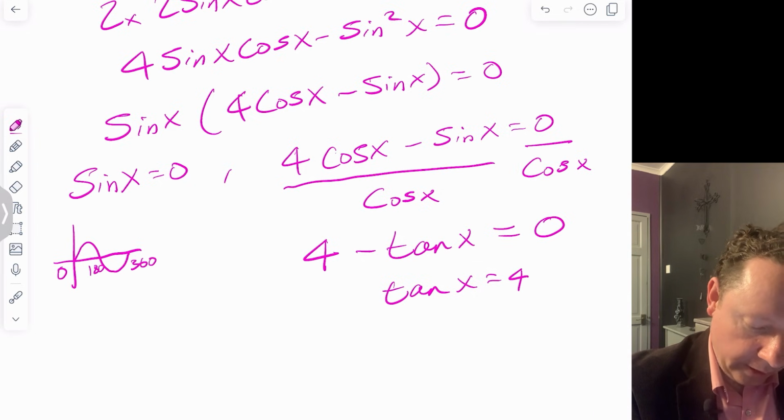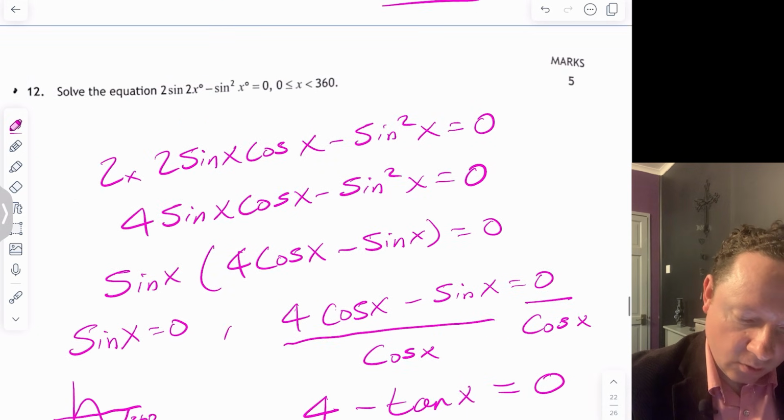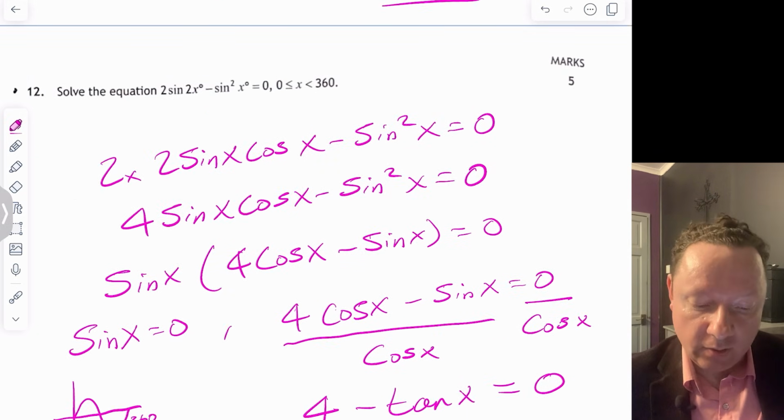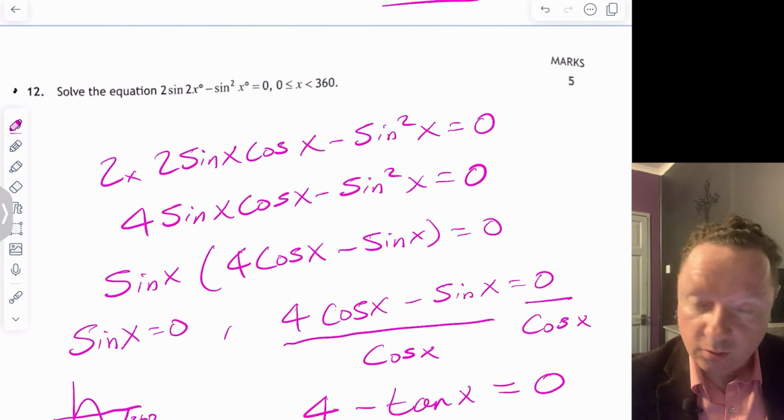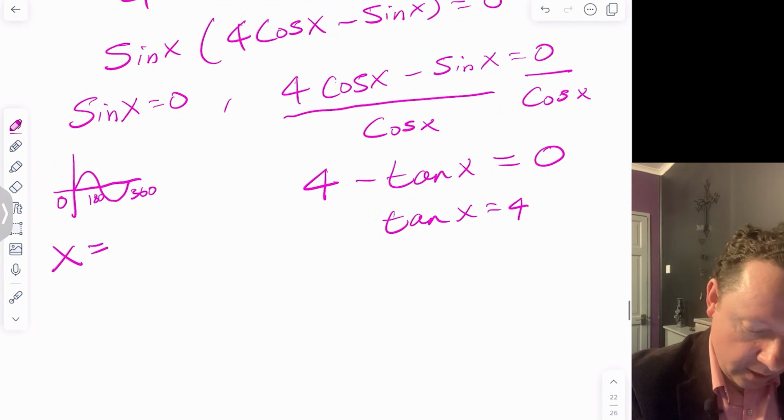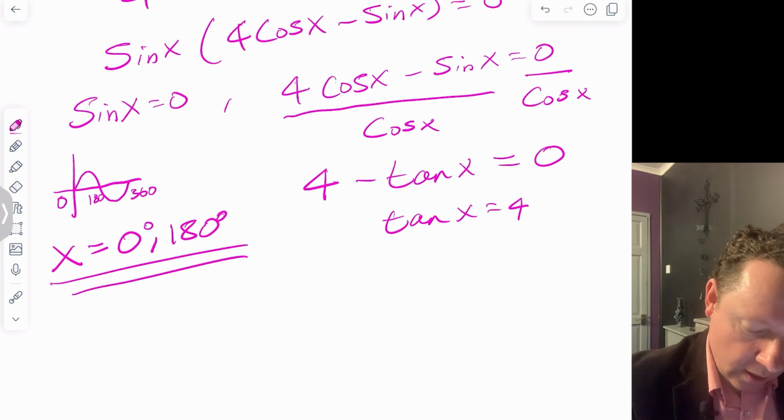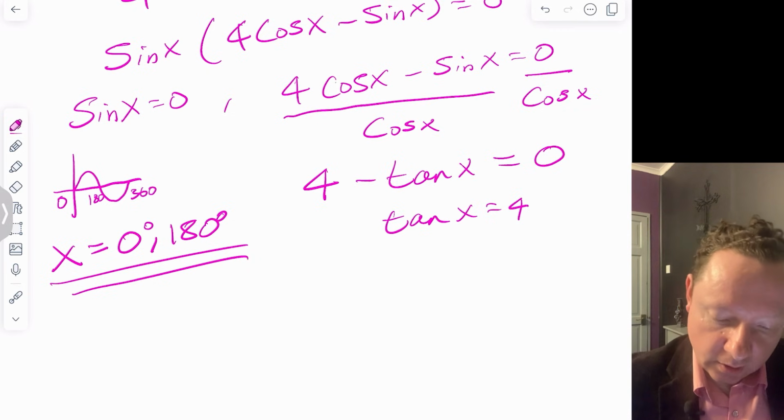Now be very careful here. The limit for x is 0 less than or equal to x, so 0 counts, but then less than 360. So 360 doesn't count. So it's just 0 and 180 degrees for this one. 360 does not count, it's outside our range.